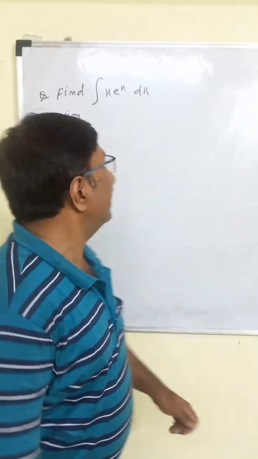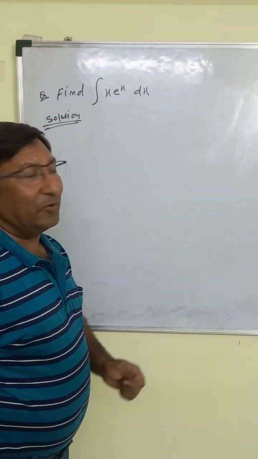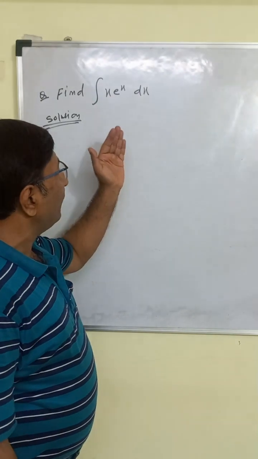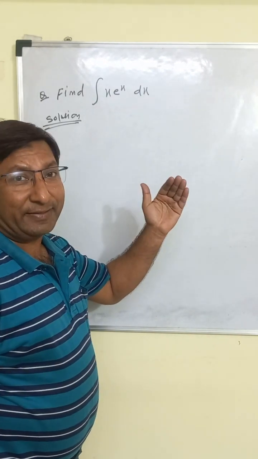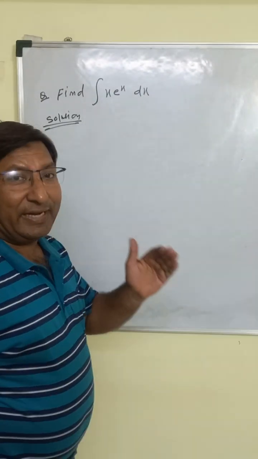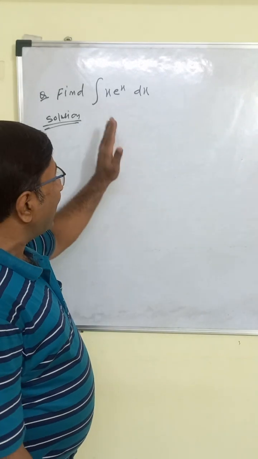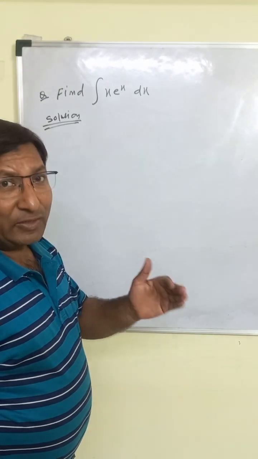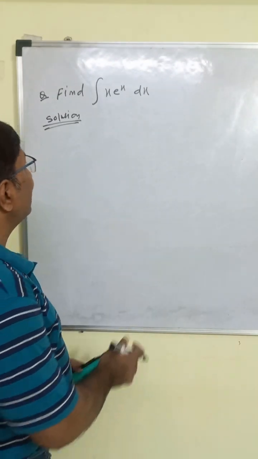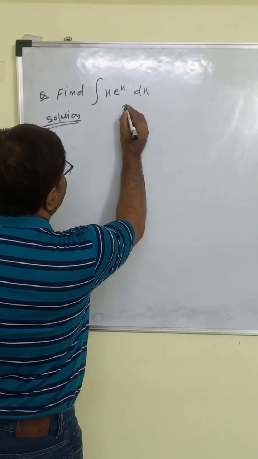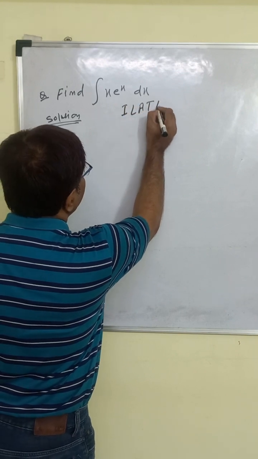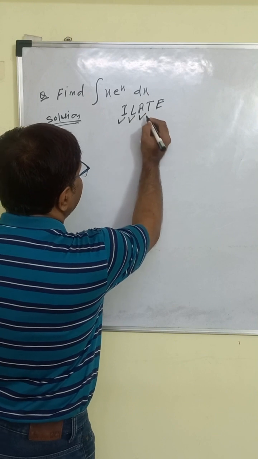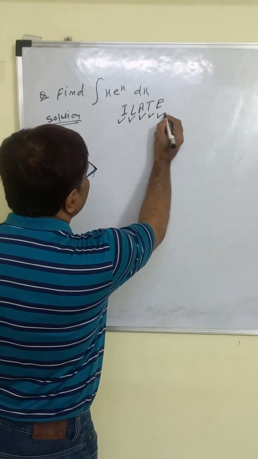Let us see the question. Find integration of x into e^x dx. Here is the integration of two products, x and e^x. So we will use integration by parts. Which product do we make the first function and which the second? There is a certain rule, that is ILATE: I is inverse, L logarithmic, A algebraic, T trigonometric and E exponential.